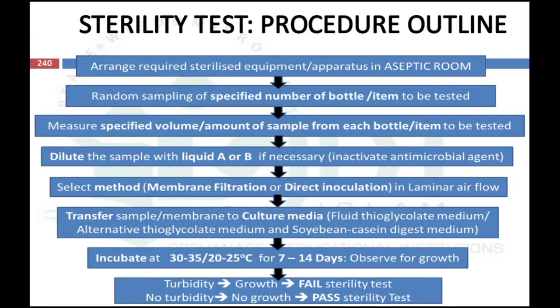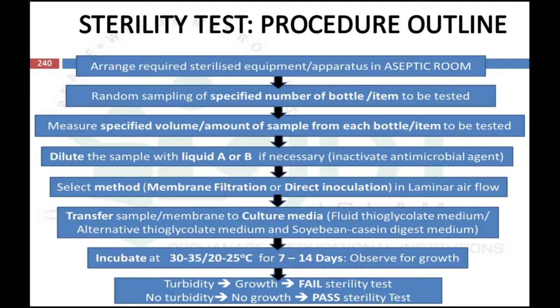the contamination of microorganisms. After the method, we will transfer the sample or the membrane to culture media which are used officially for sterility testing, like fluid thioglycolate medium, alternative thioglycolate medium and soybean casein digest medium. Then the culture media inoculated with the test solution are incubated at 30 to 35 degrees Celsius for bacteria and 20 to 25 degrees Celsius for fungi for 7 to 14 days.